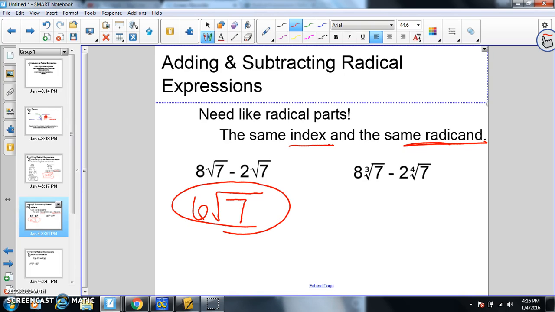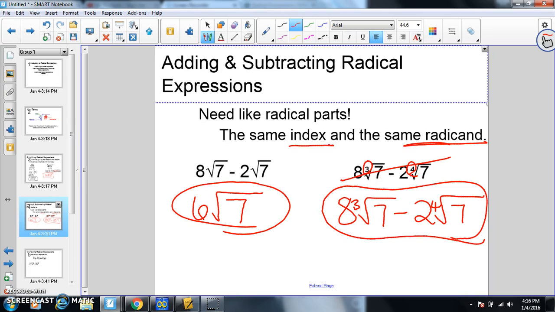In my second example, I have 8 cube root of 7 minus 2 of the 4th root of 7. Since my index is not the same, I cannot simplify this any further, and my final simplified answer would be the same thing.